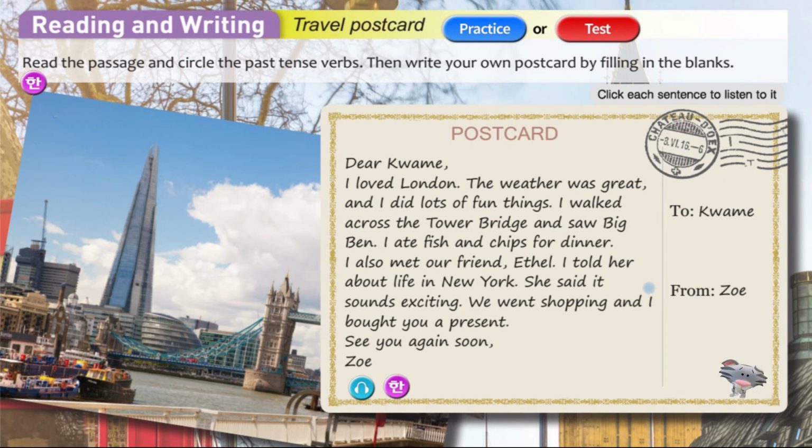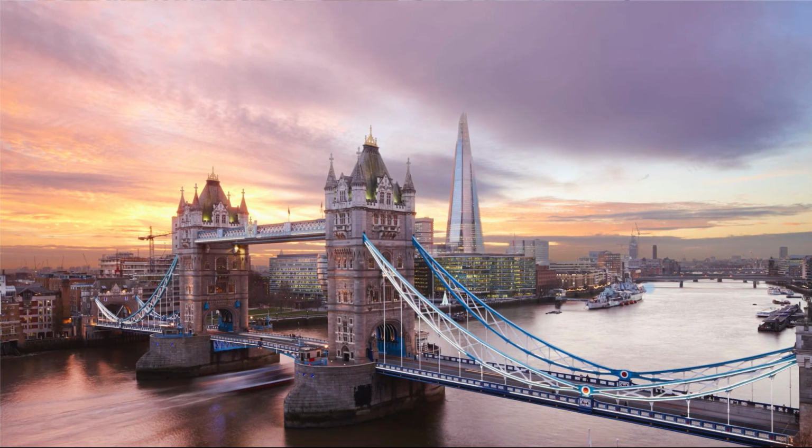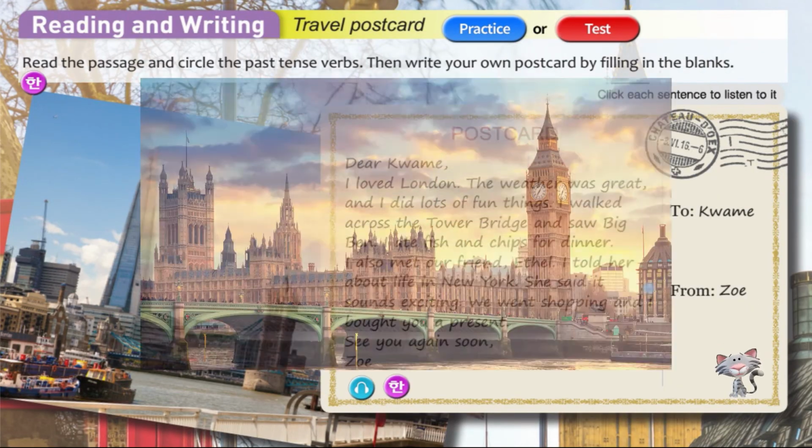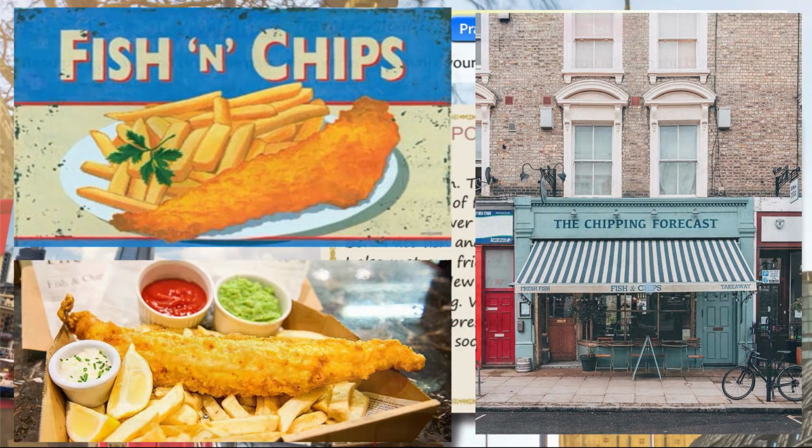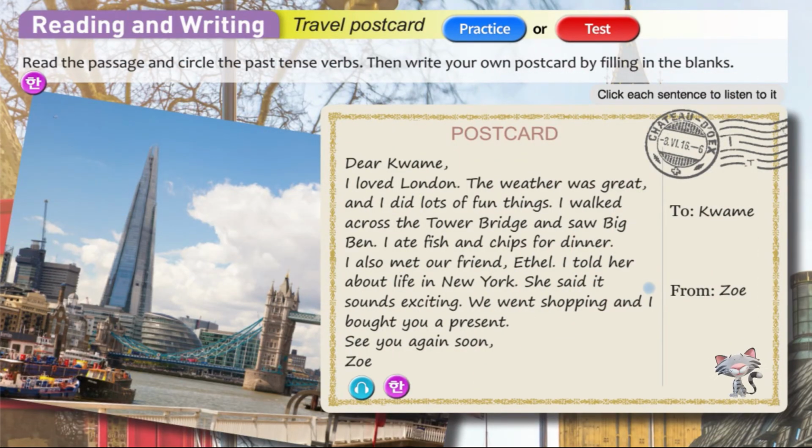Dear Kwame, I loved London. The weather was great, and I did lots of fun things. I walked across the Tower Bridge and saw Big Ben. I ate fish and chips for dinner. I also met our friend Ethel. I told her about life in New York. She said, "It sounds exciting." We went shopping and I bought you a present. See you again soon, Zoe.